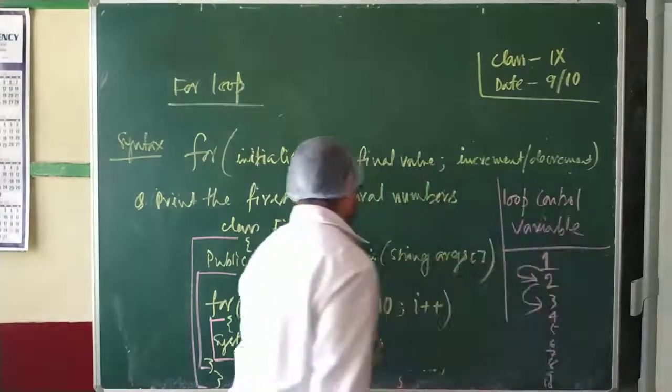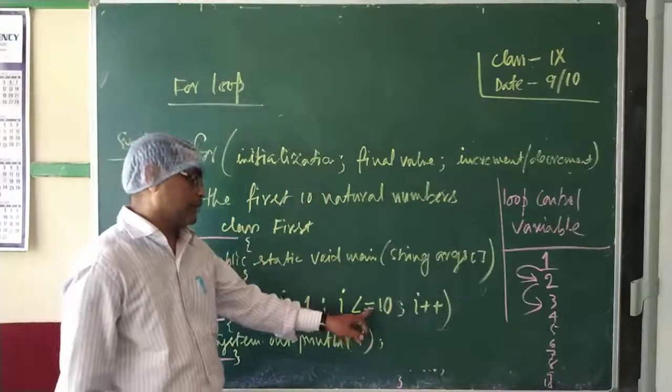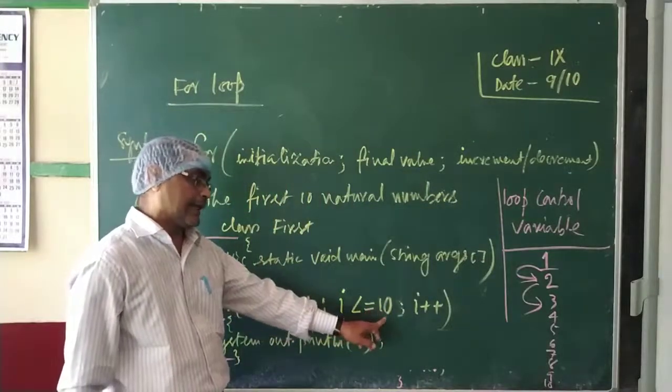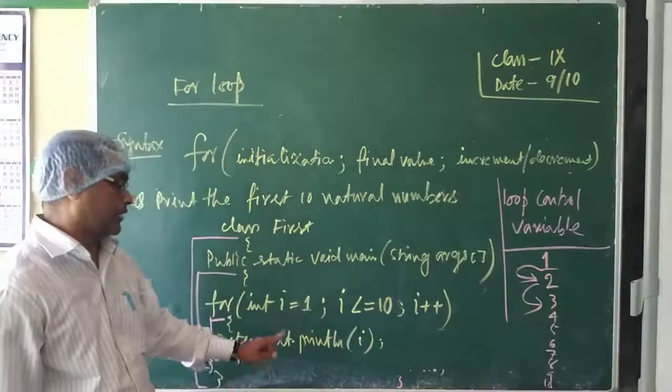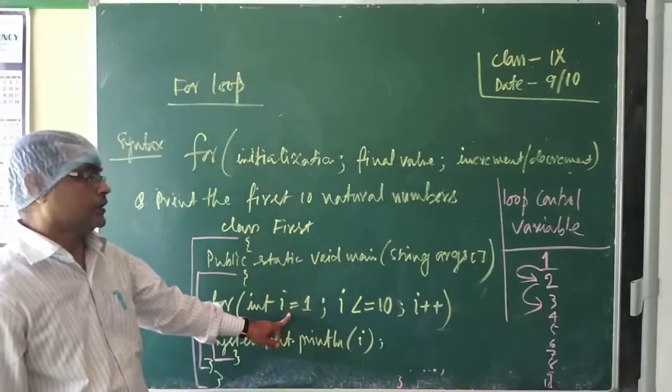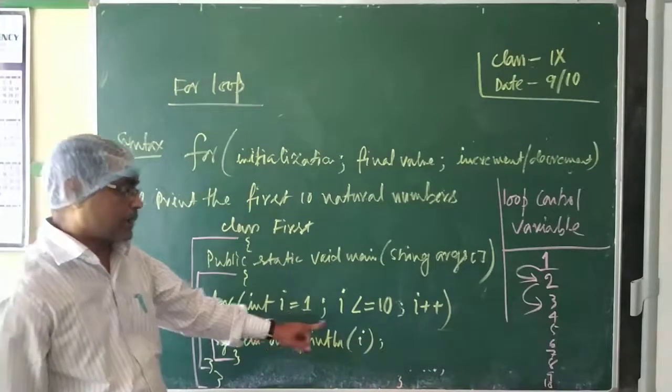Up to 10 will be printed, because it is less than equal to 10. If you give less than 10, then 10 will not be printed. Be careful about each step of what you are writing. Accordingly you can find it out. Now here up to 10 it will print.